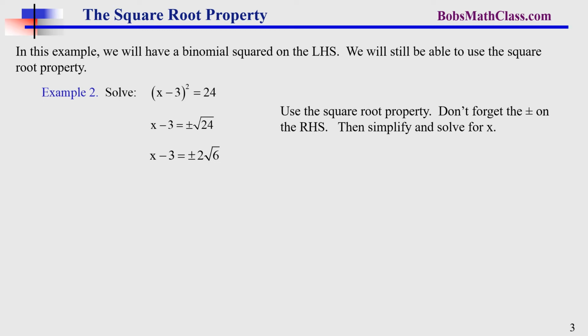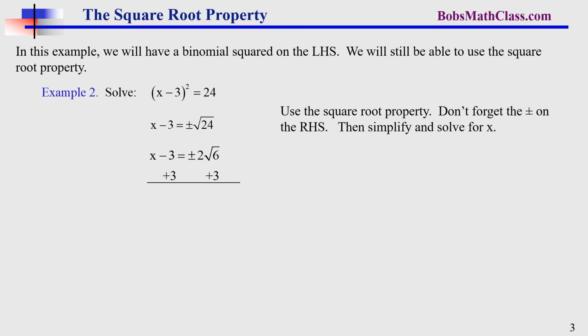Most calculators will just do that for you. So that's 2 square root 6. And now we're trying to get x by itself. What are we going to do? Right, add 3 to both sides.